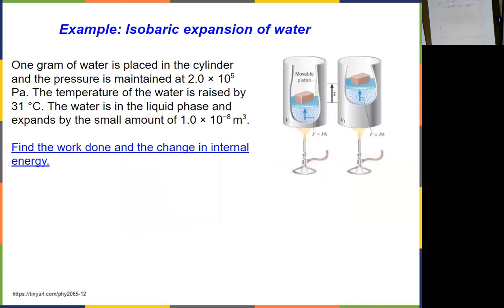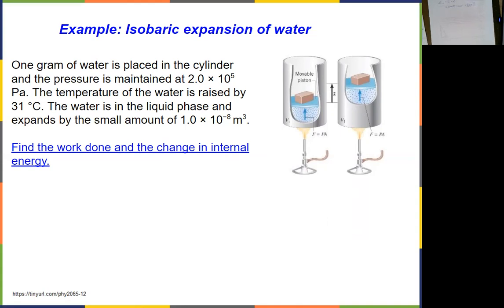Let's take a look at one example here: the isobaric expansion of water. One gram of water is placed in a cylinder and the pressure is maintained at 2.0 times 10 to the 5th Pascal. The temperature of the water is raised by 31 degrees. The water is in the liquid phase and expands by a small amount, 1.0 times 10 to the minus 8. Find the work done and the change in the internal energy.